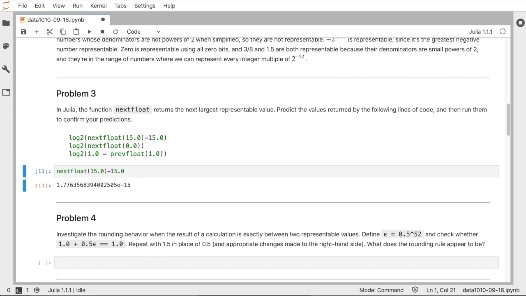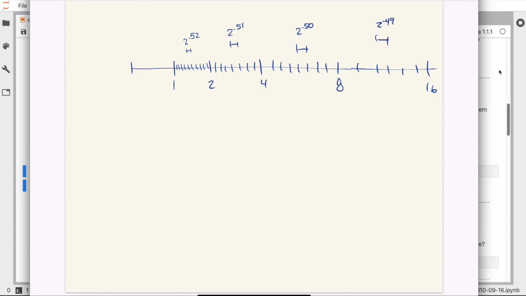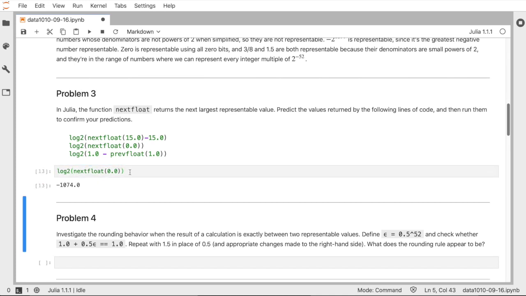Well, 15 is between 8 and 16. The tick spacing starts at 2 to the minus 52 between 1 and 2, and then we double it 3 times, going from that interval to the interval from 8 to 16. So the gap between successive representable numbers between 8 and 16 should be 2 to the minus 49. And if we calculate the log base 2 of this value, then we get minus 49. As we've already seen, the next float above 0 is 2 to the minus 1074. So this should be minus 1074, and that's correct.